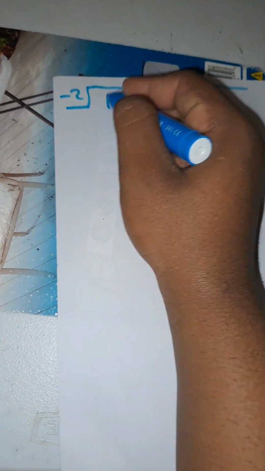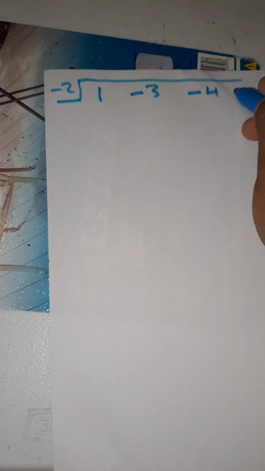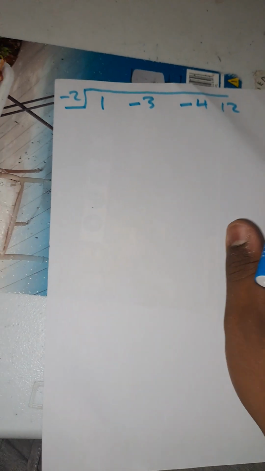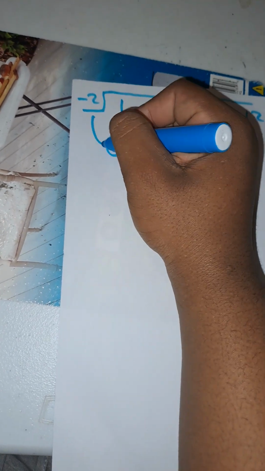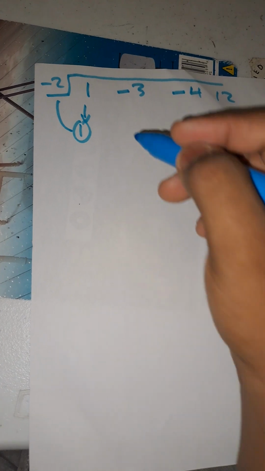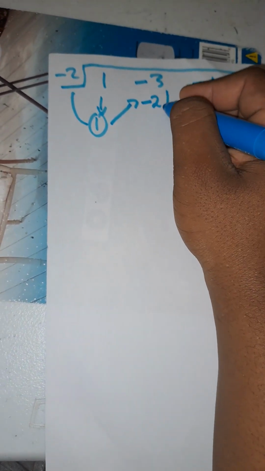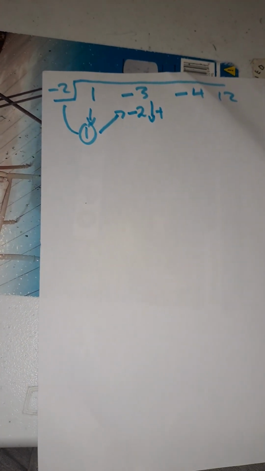Okay, let's go. So I put my coefficients. Okay, what is the first thing that I must do there? I must drop down the first number. So I drop down this one, it's going to be one. I circle it. One times minus two is what? Minus two. So I bring this minus two up. But going down, I do what? I add. What is minus three plus minus two? Minus five.